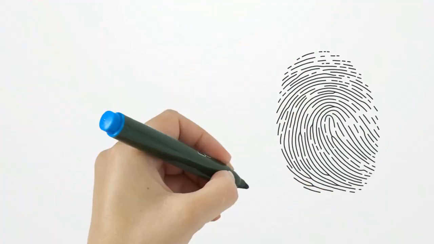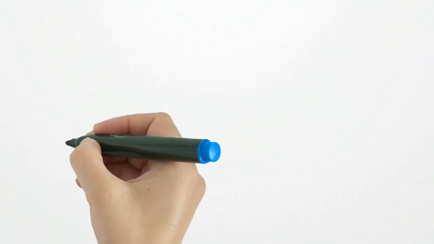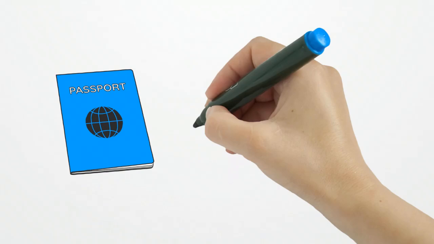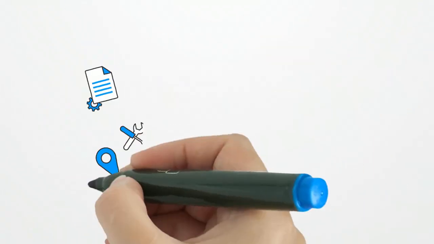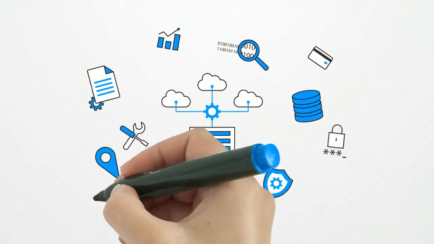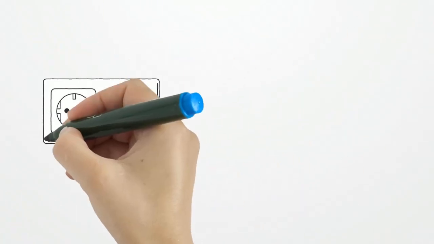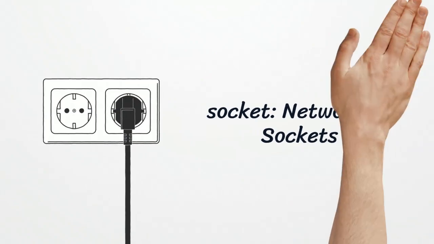Two, user and process management. pwd to access Unix user account information. grp to manage Unix group information. GetPass to securely handle user passwords and credentials. Three, networking and security. Socket to work with sockets, e.g. testing ports, creating simple servers.